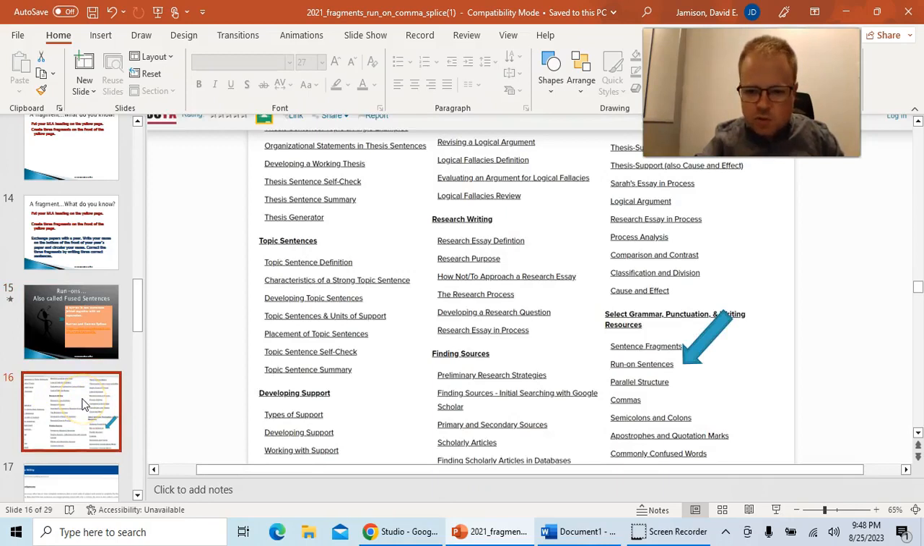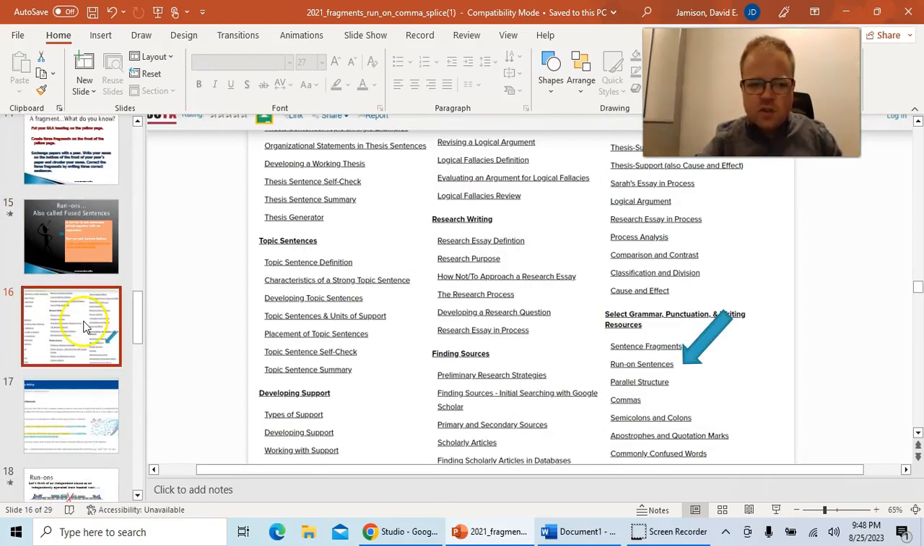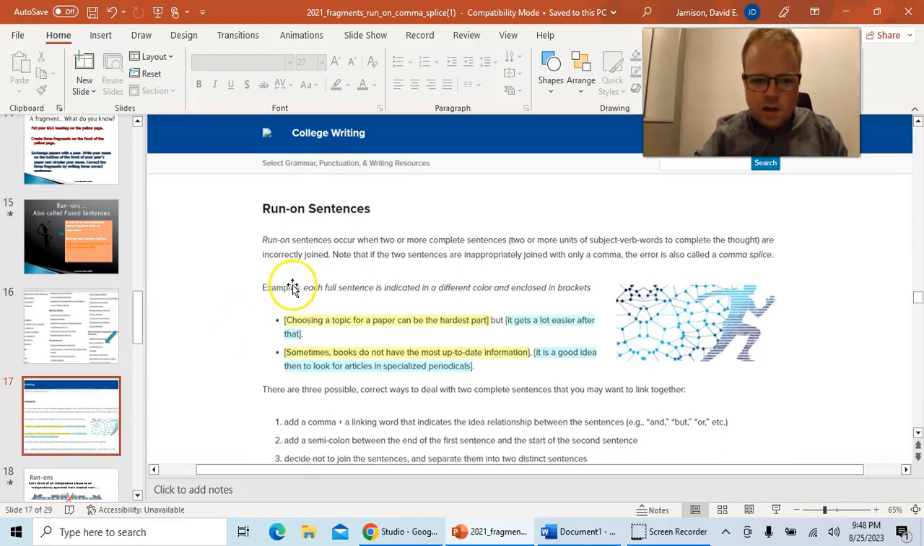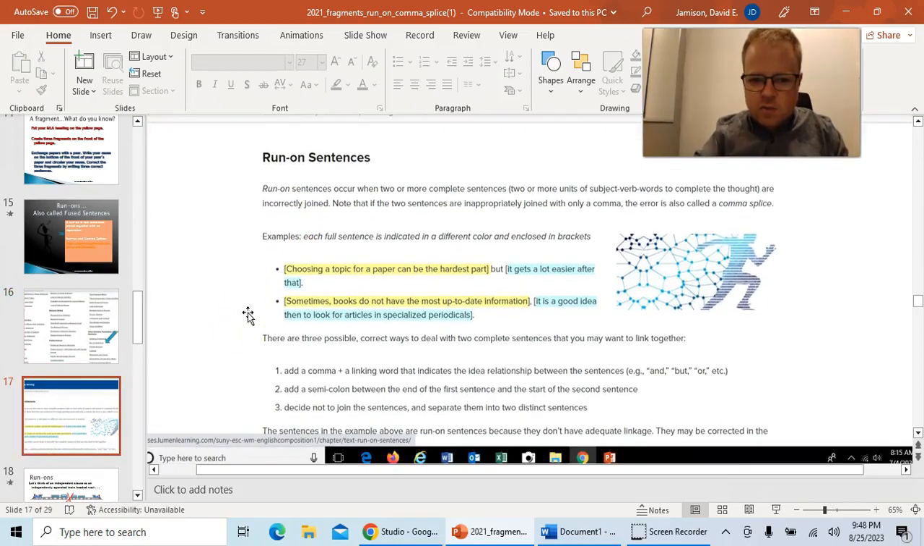Again, she points out where you can find out about run-on sentences in the OER. And in the OER, it gives us some examples here. This is probably the best one. Run-on sentences occur when two or more complete sentences, two or more units of subject, verb, and words to complete the thought, are incorrectly joined. Note that if two sentences are inappropriately joined with only a comma, the error is called a comma splice.